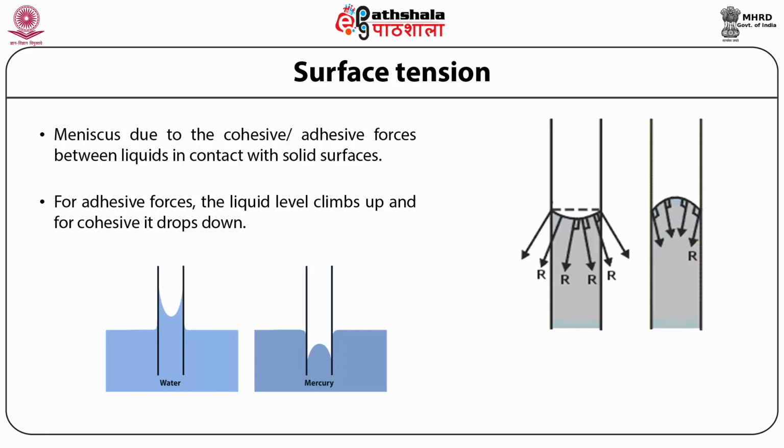In the first case where you have water and a glass tube, because of surface tension and the adhesive forces between glass and the water, you have water climbing up the tube. In the second one, due to cohesive forces, the mercury level drops down in the glass tube.